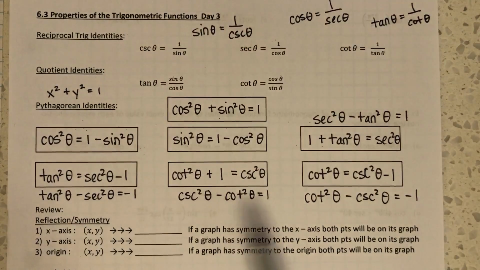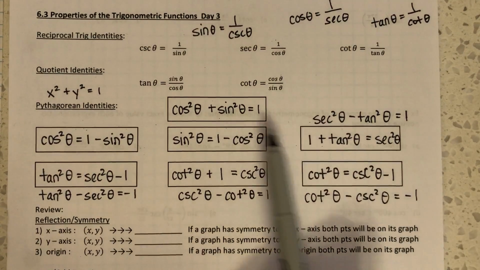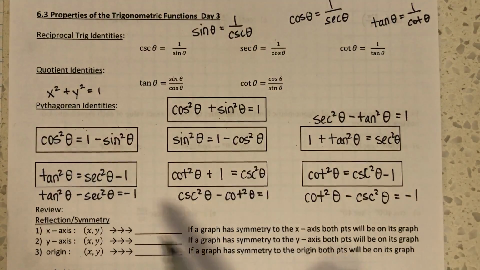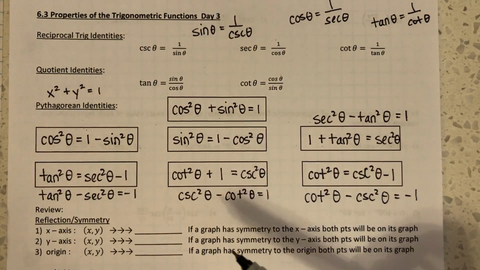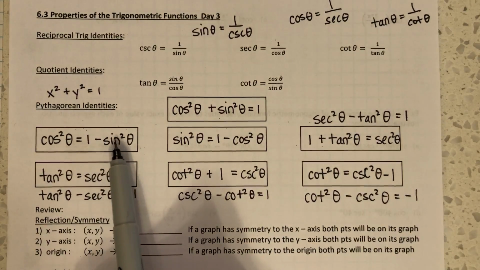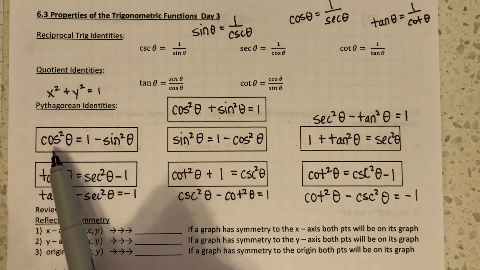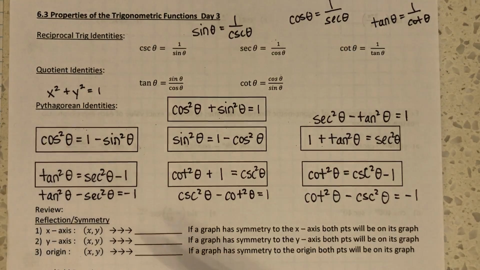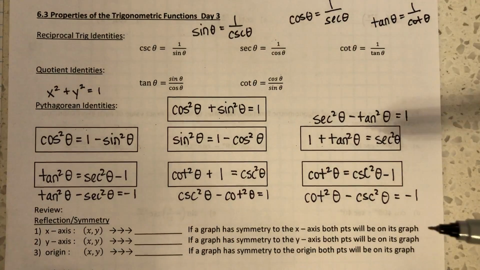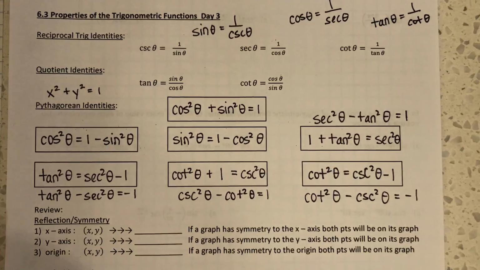So again, these are all your Pythagorean identities, and you could use them to interchange any one of these in a math problem. So if I had 1 minus sine squared theta in a problem, I could take that out and put cosine squared theta in its place. Okay, these are all statements of equality that we can interchange. All right.